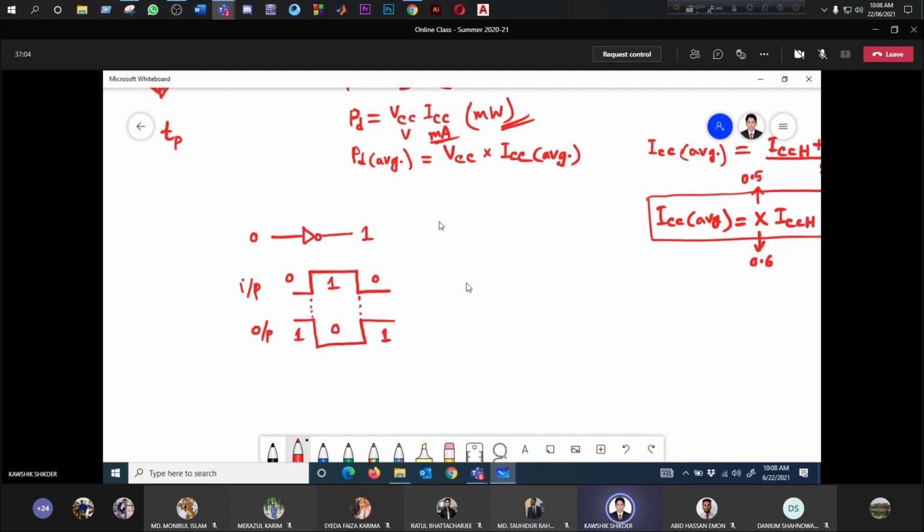But in practical case, this is the practical input curve. That means it will take some time to change its state from 0 to 1 or 1 to 0. Got it? This is the input and output curve. So initially it was 0, so output 1. Again it's 1, so output 0. Again it's 0, so output 1. Is it okay? The left one is the ideal curve and the right one is the practical curve.